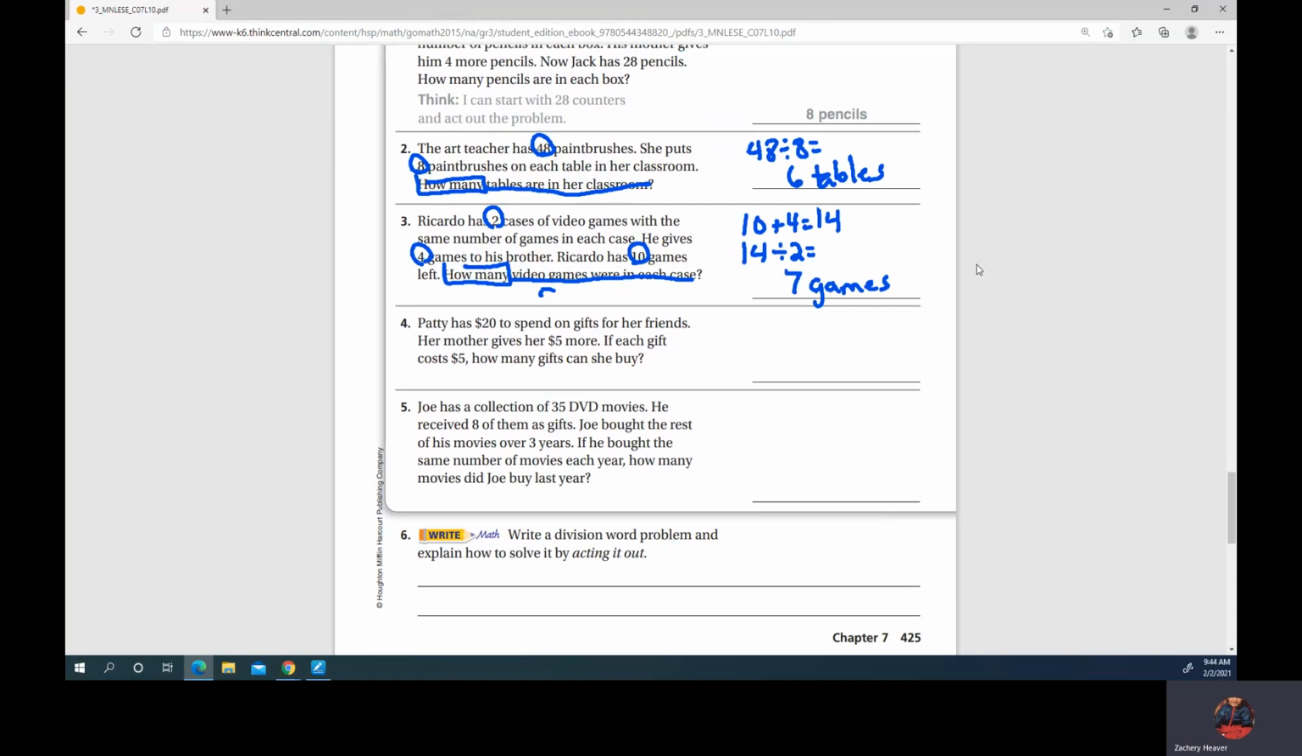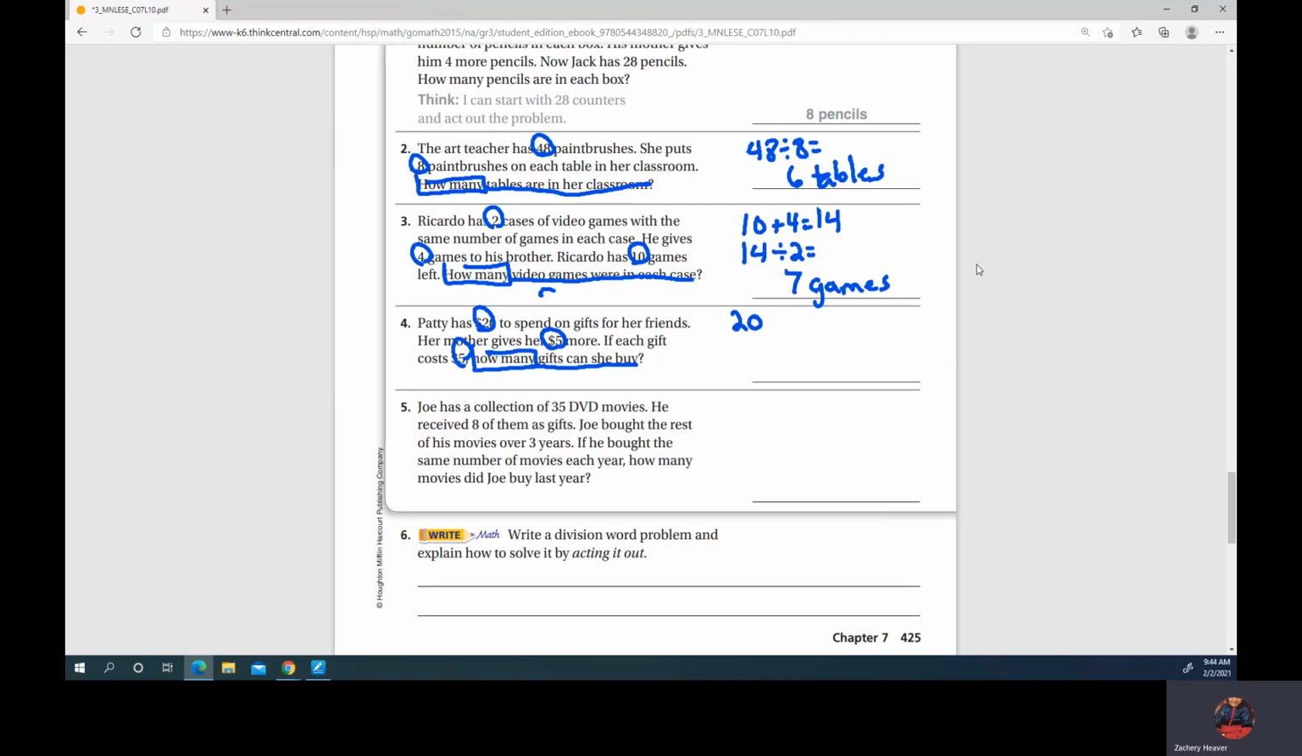Patty has $20 to spend on gifts for her friends. Her mother gives her $5 more. If each gift costs $5, how many gifts can she buy? Well, this isn't too bad. She has $20 and her mom gives her 5 more. So how much money does she have?